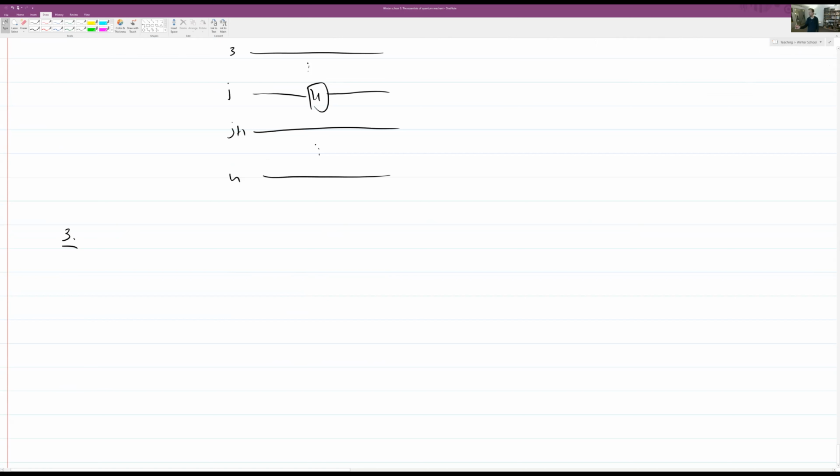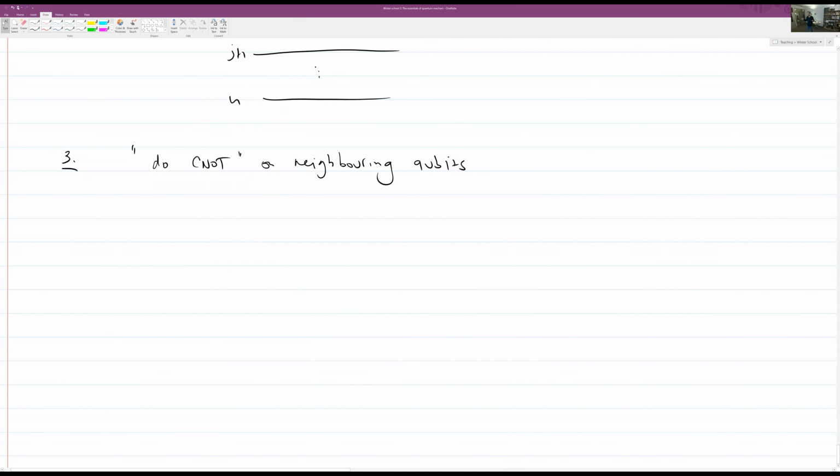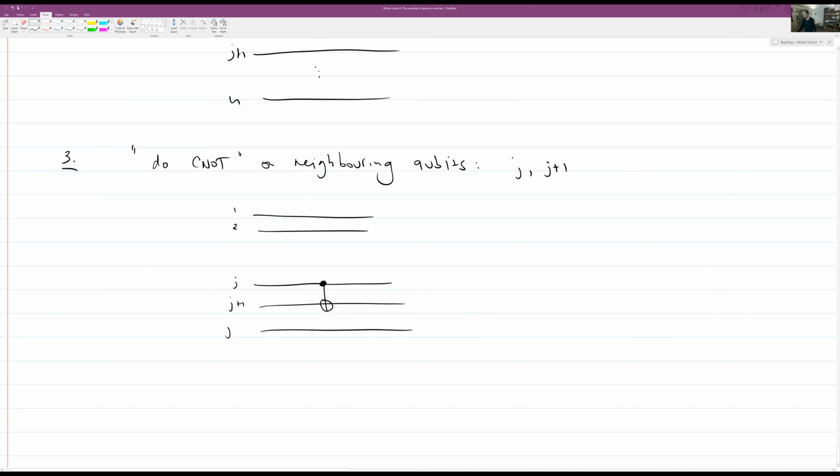Okay, I'll cheat a bit. Doing C naught on 2 qubits. Okay, what does it mean to do C naught on neighboring qubits? Well, here's the picture. We do nothing on 1 to 2, but on qubit J, there's a picture for doing C naught. It has the following diagram. You've got a kind of a plus symbol joined with a line to a dot on the jth qubit, but then you do nothing on the j plus 2 qubit and so on.